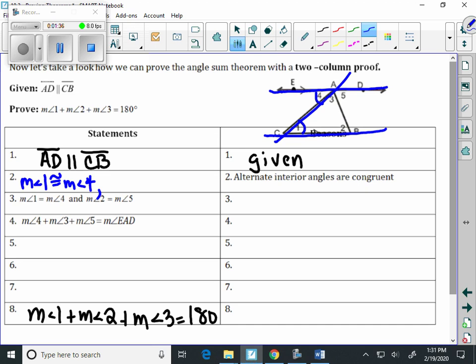And not only that, but the same thing happens with a different transversal here. Two parallel lines cut by a transversal, then alternate interior angles are equal. So we can also say that the measure of angle 2 is congruent to the measure of angle 5.